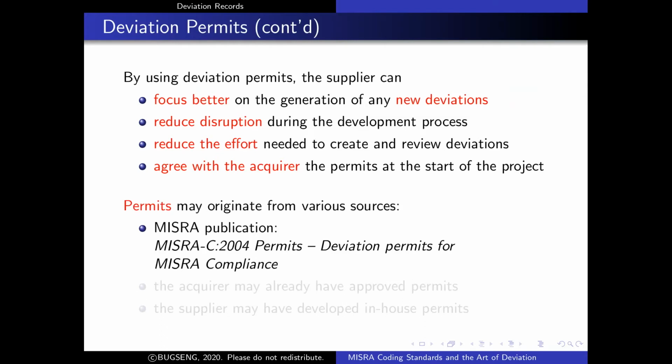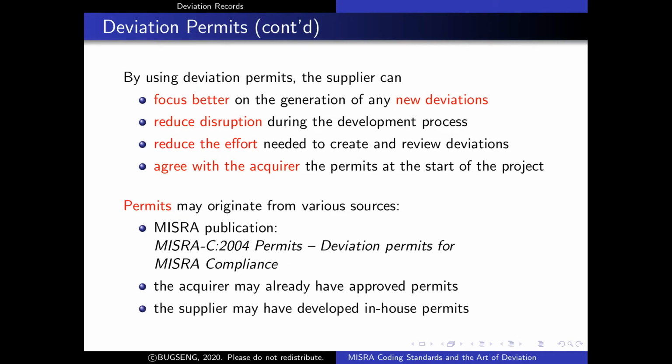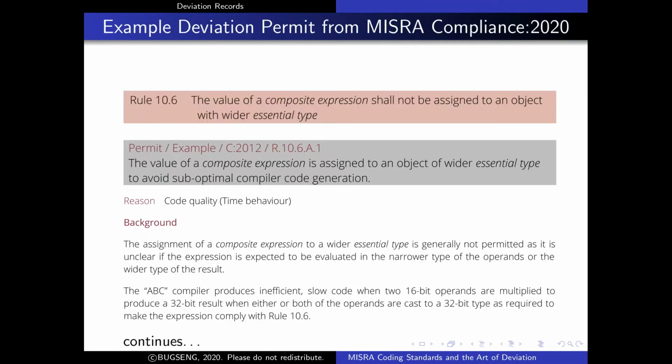Permits may originate from various sources. The MISRA consortium has published a set of permits for MISRA C 2004. We are currently working on a set of permits for MISRA C 2012. However, what should be understood is that everybody can develop a permit. You can take, for example, the MISRA C 2004 permits and use them as a scheme on how to develop your own permits. So the acquirer may already have approved permits, and so the acquirer may offer the permits to the supplier, and the supplier may have developed in-house permits, and the supplier can propose these permits to the acquirer for pre-acceptance.